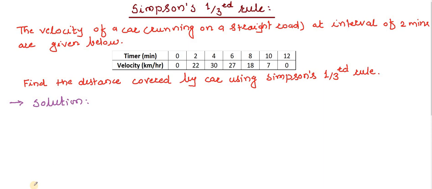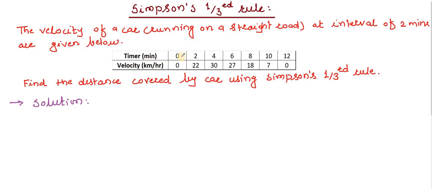Everyone, so today I'm going to discuss a numerical application based on Simpson's one-third rule. So this is the problem, which is application based. The velocity of a car running on a straight road at intervals of 2 minutes is given below. So this is the table you can see here. In this table they have given time and velocity. Time is in minutes and velocity is in kilometer per hour.